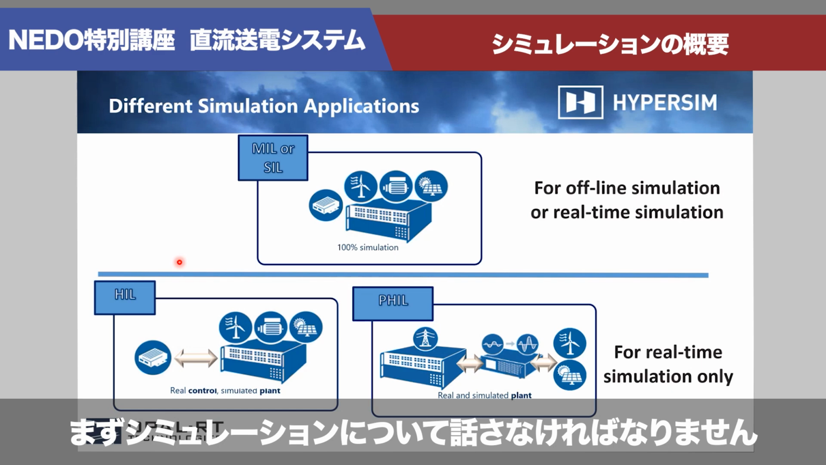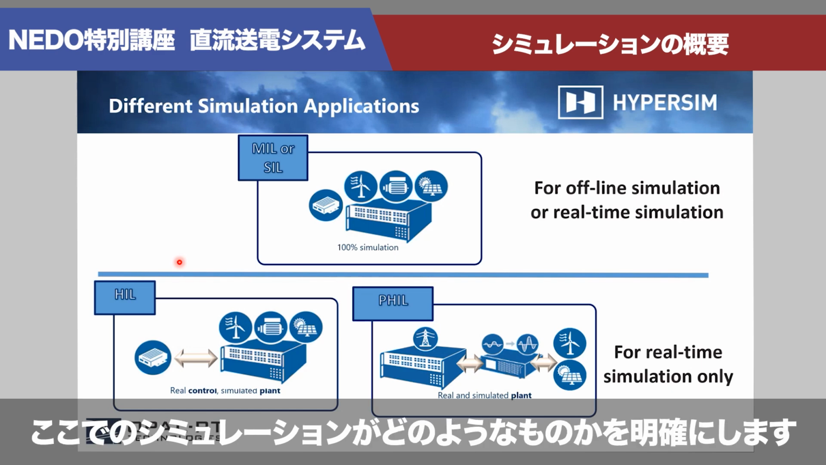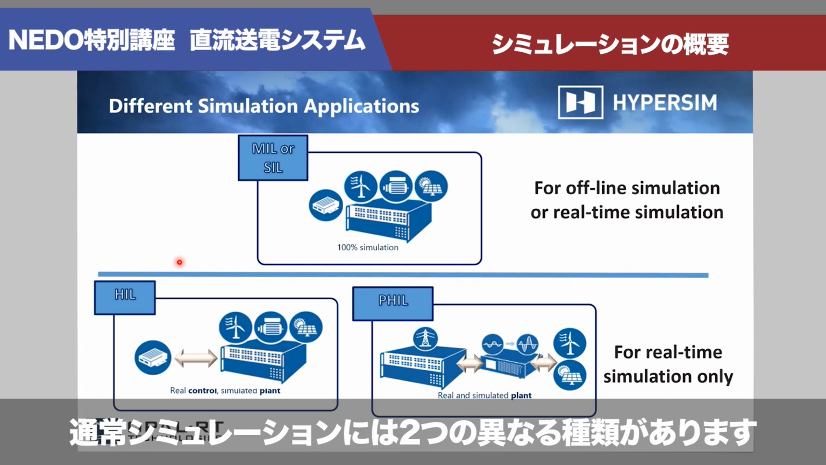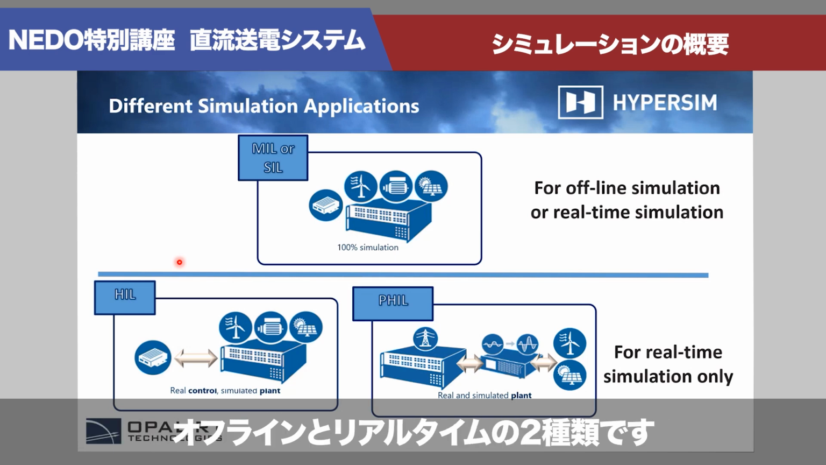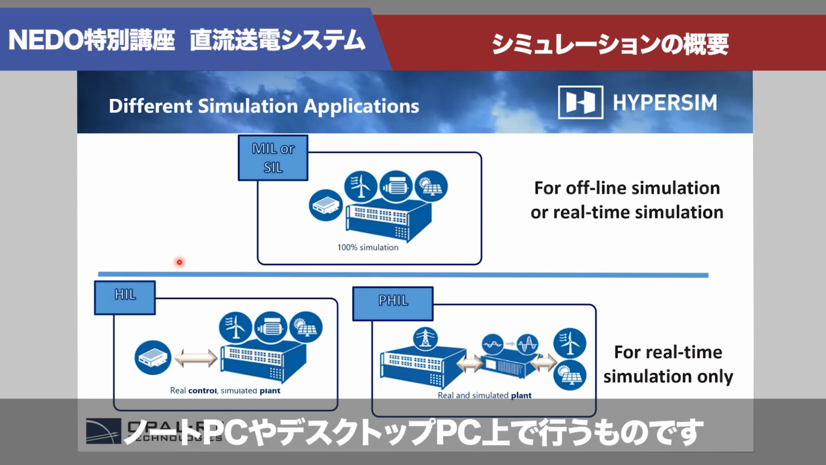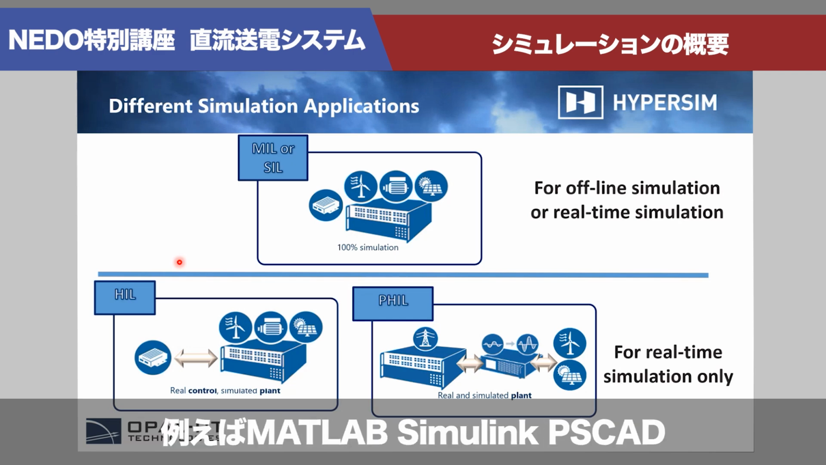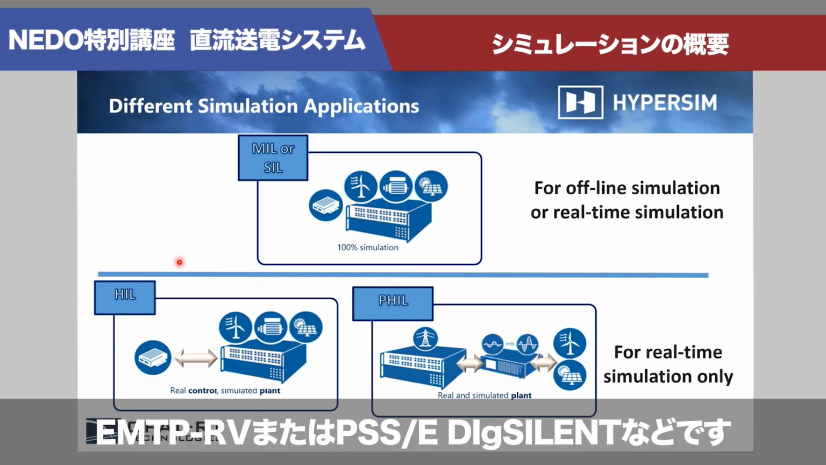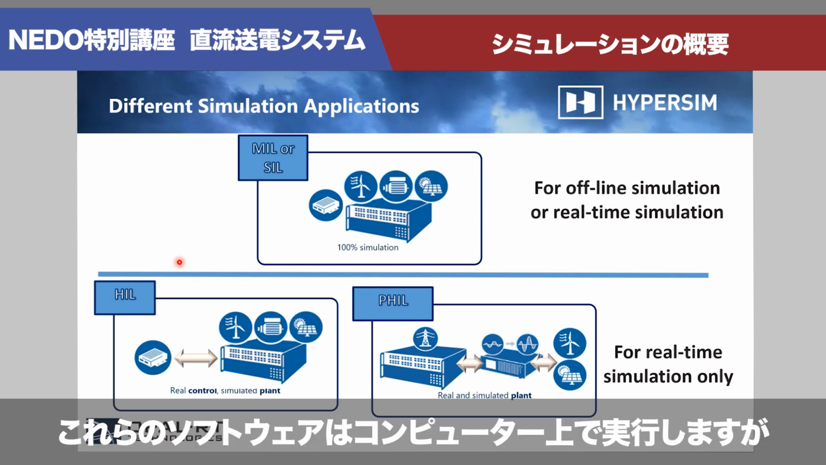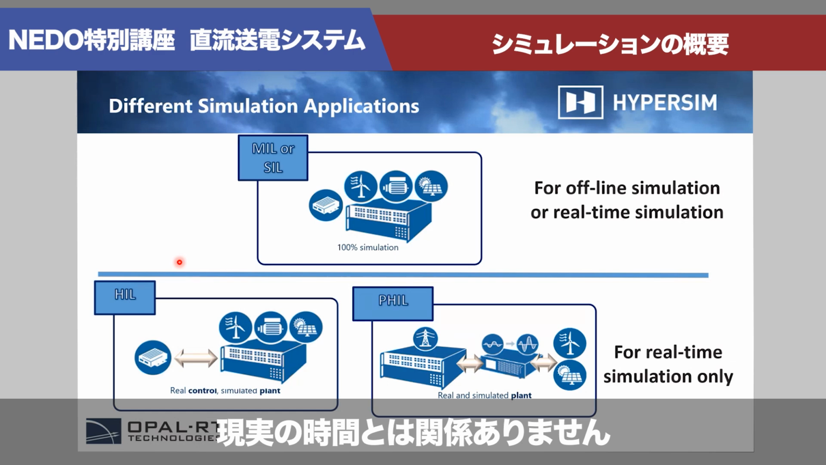First of all, we have to talk about simulation. I just want to be clear about what type of simulation we're talking about. Usually when we talk about simulation, there are two different kinds: offline simulation and real-time simulation. Offline simulation is what you have when you are doing a simulation on your laptop or on your computer, where you simulate everything. Examples are MATLAB Simulink, PSCAD, EMTP-RV, PSSE, DigSILENT. Those software run the simulation on the computer, and it is not related to the time on the wall.